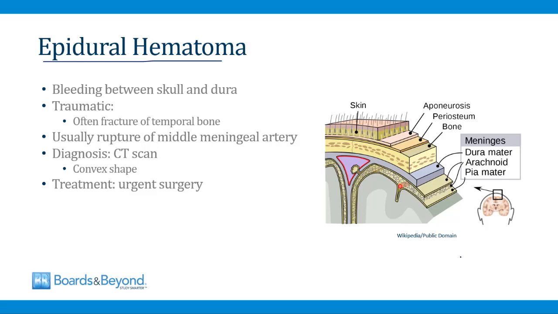So if we look at this drawing on the screen here, we talked about how a subarachnoid hemorrhage occurs below the arachnoid and above the pia mater. Then we talked about how a subdural hematoma occurs beneath the dura mater and above the arachnoid. Well, now we're going to move up one more level and we're going to talk about an epidural hematoma, which occurs above the dura mater and below the skull.